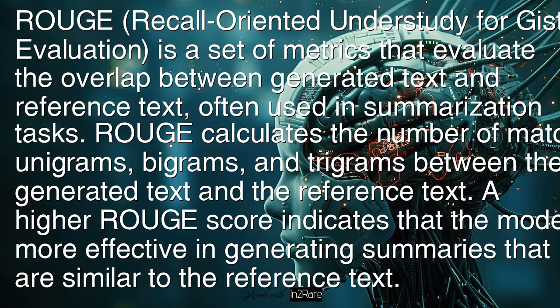ROUGE, recall-oriented understudy for gisting evaluation, is a set of metrics that evaluate the overlap between generated text and reference text, often used in summarization tasks. ROUGE calculates the number of matching unigrams, bigrams, and trigrams between the generated text and the reference text. A higher ROUGE score indicates that the model is more effective in generating summaries that are similar to the reference text.